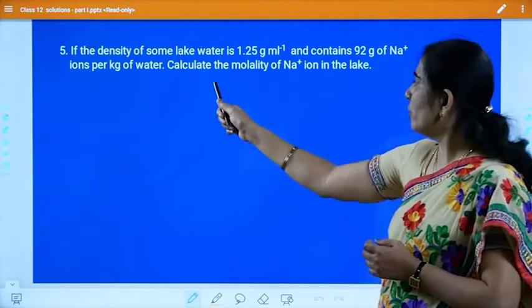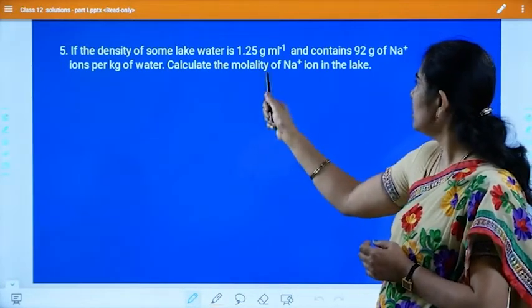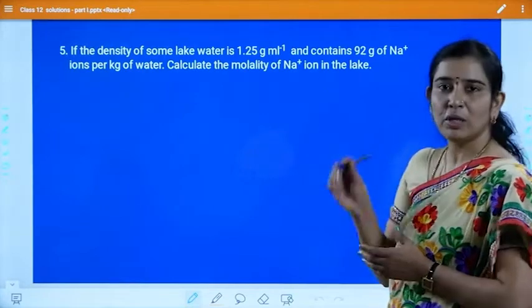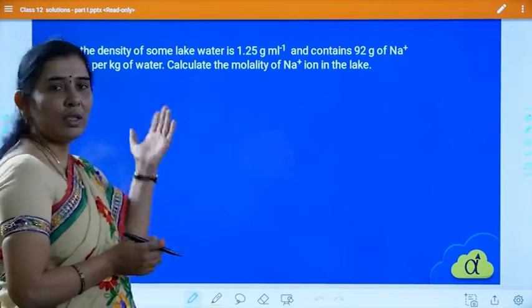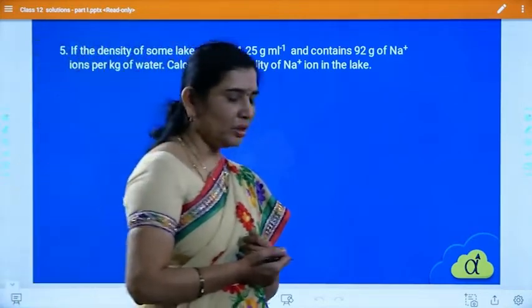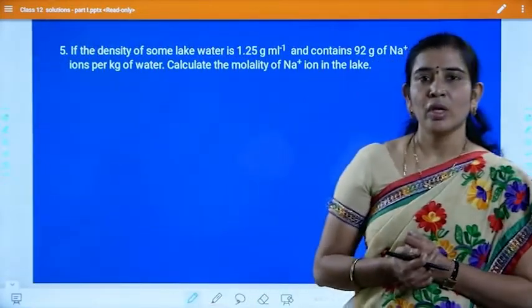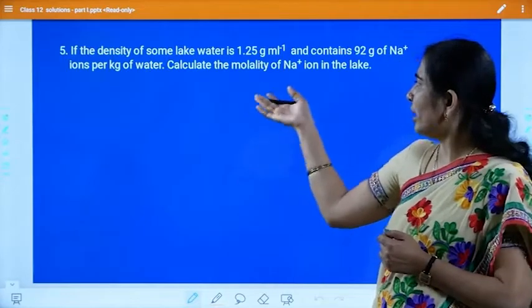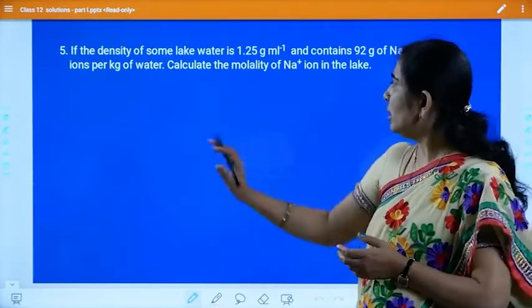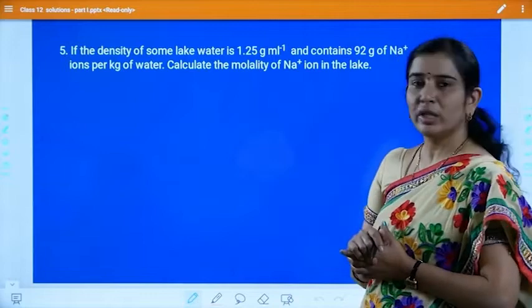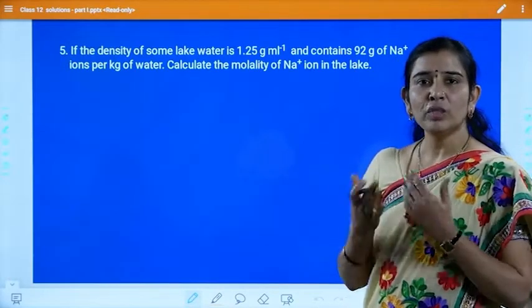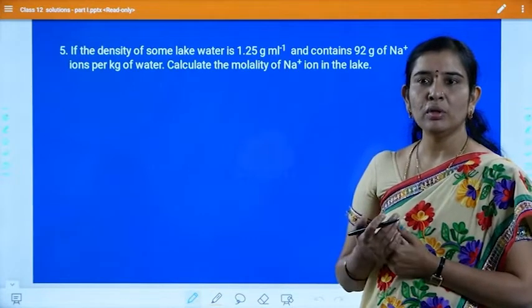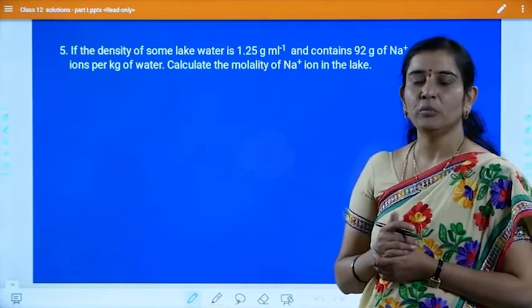If so, what do we have to do now? Calculate the molality of Na+ ion in the lake water. It is an analysis of lake water actually, an analytical problem. You have to calculate molality. Here the density of lake water is given, and the weight of sodium ion is given. How do you calculate molality here?